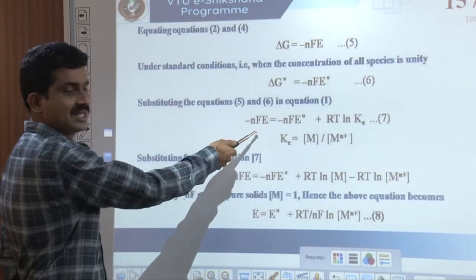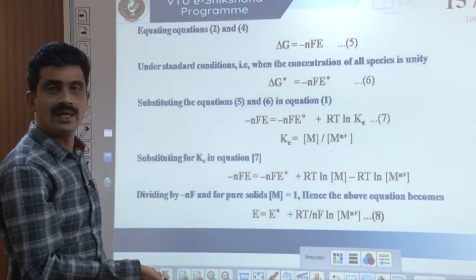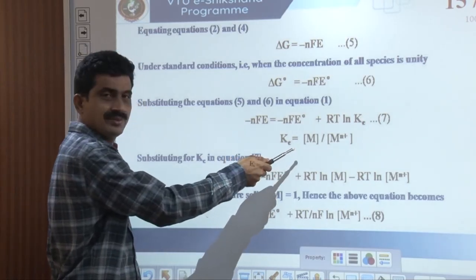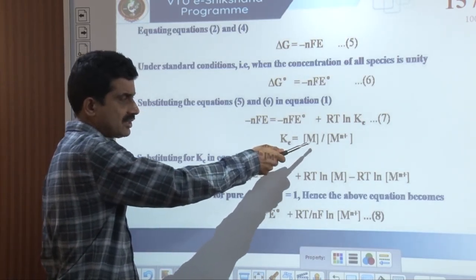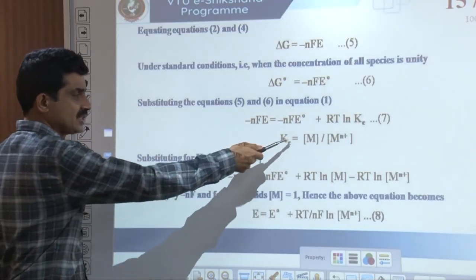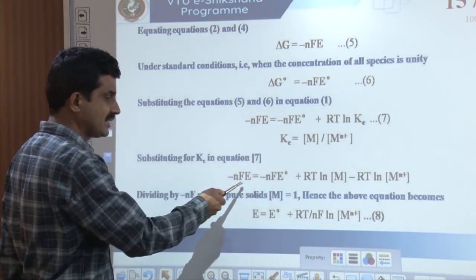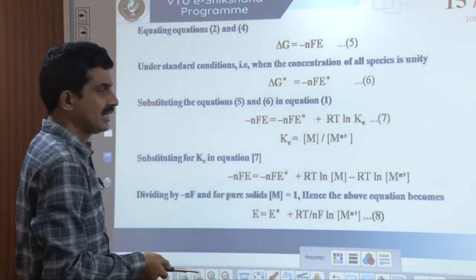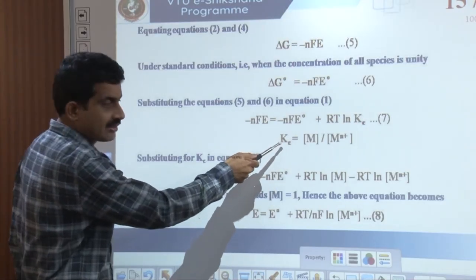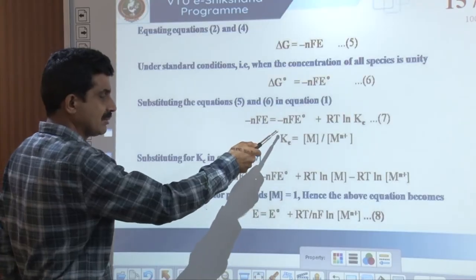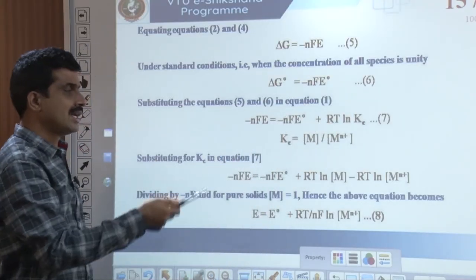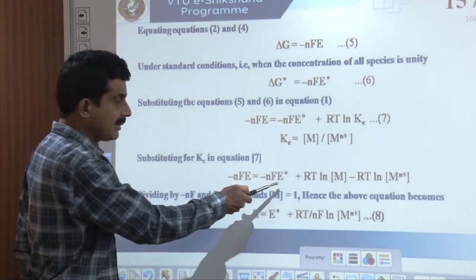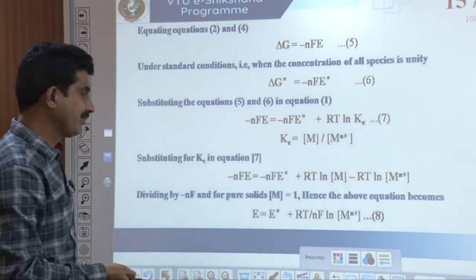Then that equation becomes minus nFE is equal to minus nFE naught plus RT ln Kc, where Kc is the ratio of the molar concentration of M to M^n+. Substituting the value of Kc, it becomes minus nFE is equal to minus nFE naught plus RT ln [M] minus RT ln [M^n+].